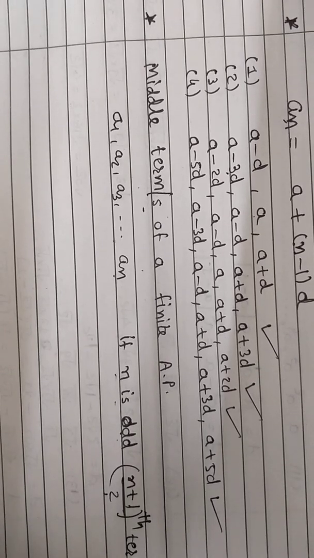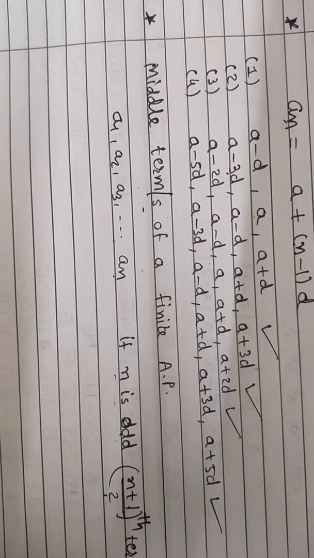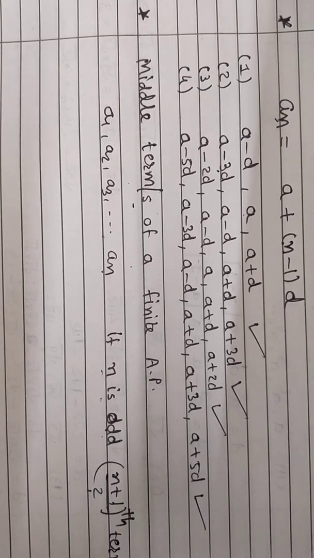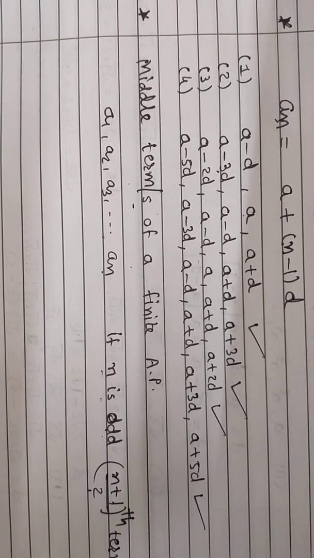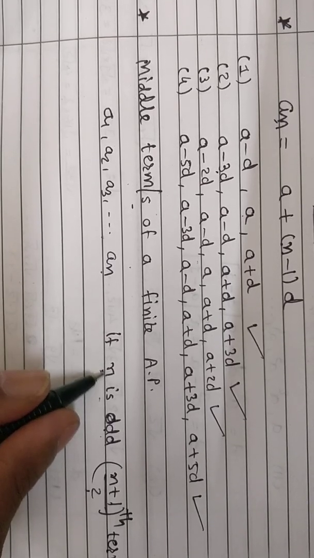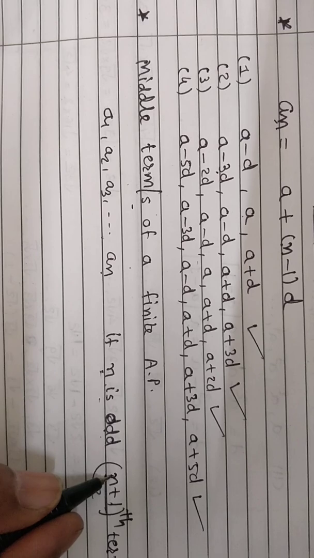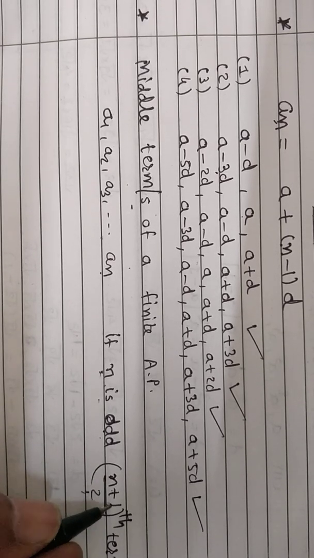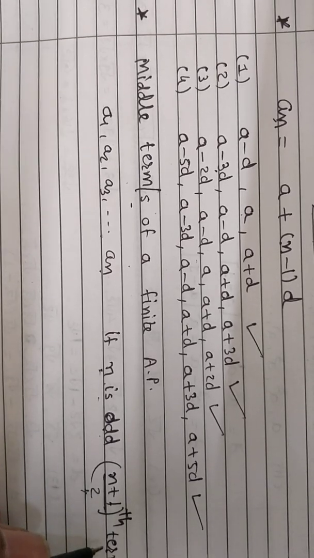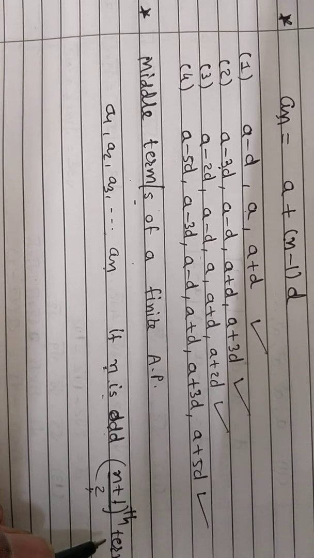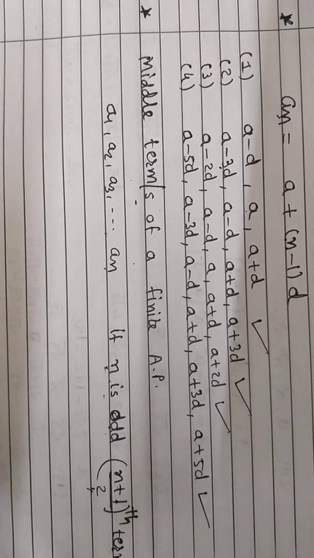Suppose in a question 25 terms are given and the questioner asks what the middle term is. Here n is 25, which is odd. So 25 plus 1 is 26, divided by 2, so 26 upon 2 is 13. So the 13th term will be the middle term of 25 terms.